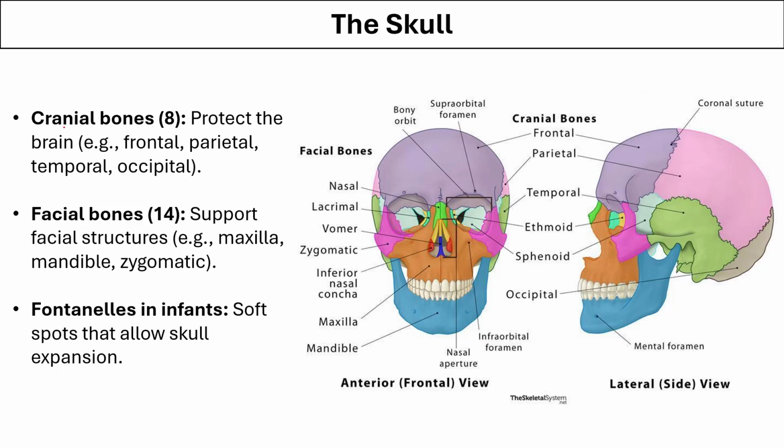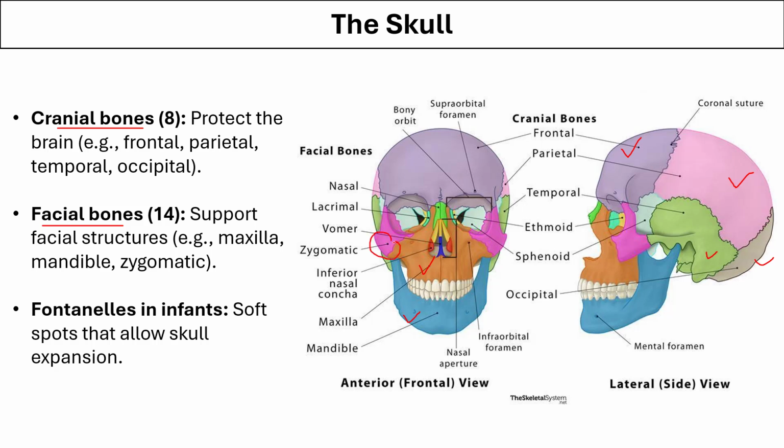The skull includes the cranial bones over the brain and facial bones in the face. Cranial bones protect your brain. They are frontal, parietal, occipital, and temporal, and include 8 bones. Facial bones support your face. Important bones are, for example, the jaw bones, the maxilla and mandible, and your cheekbones, which are the zygomatic bones.